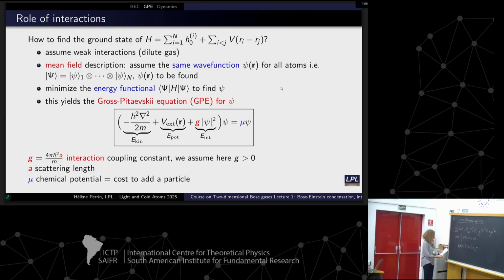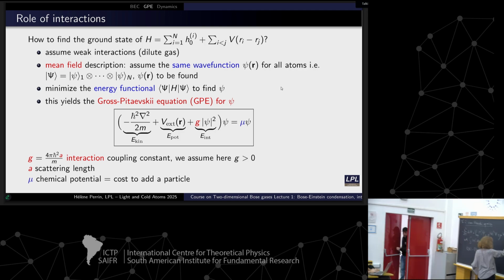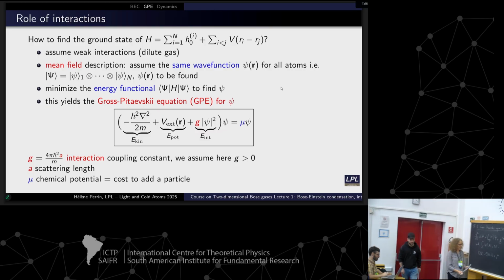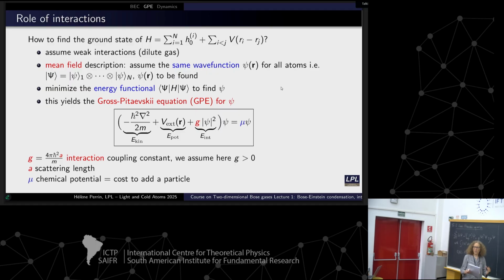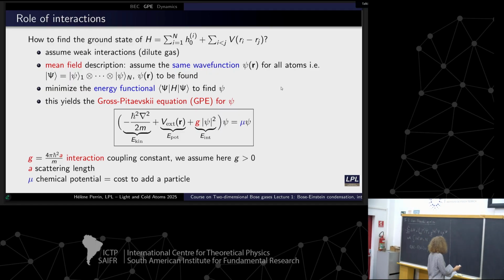So what we will do now is finish the discussion about the solution for the ground state of the Gross-Pitaevskii equation. And then we will introduce some dynamics. So an important limit into which we can solve this equation is the case where the interactions dominate with respect to the kinetic energy. And this is called the Thomas Fermi limit.